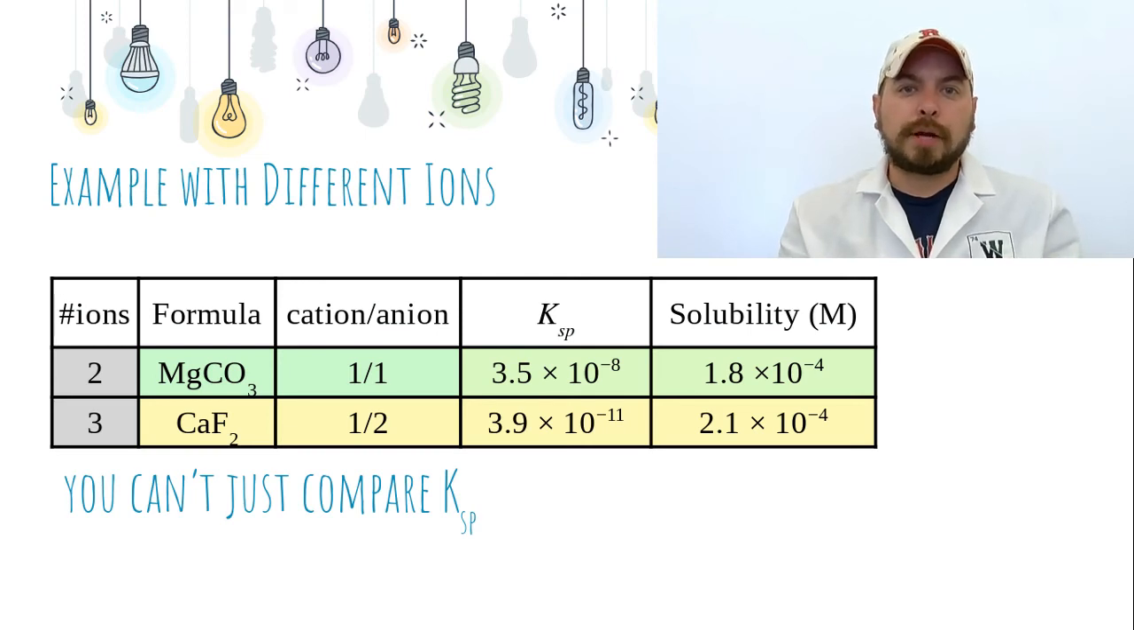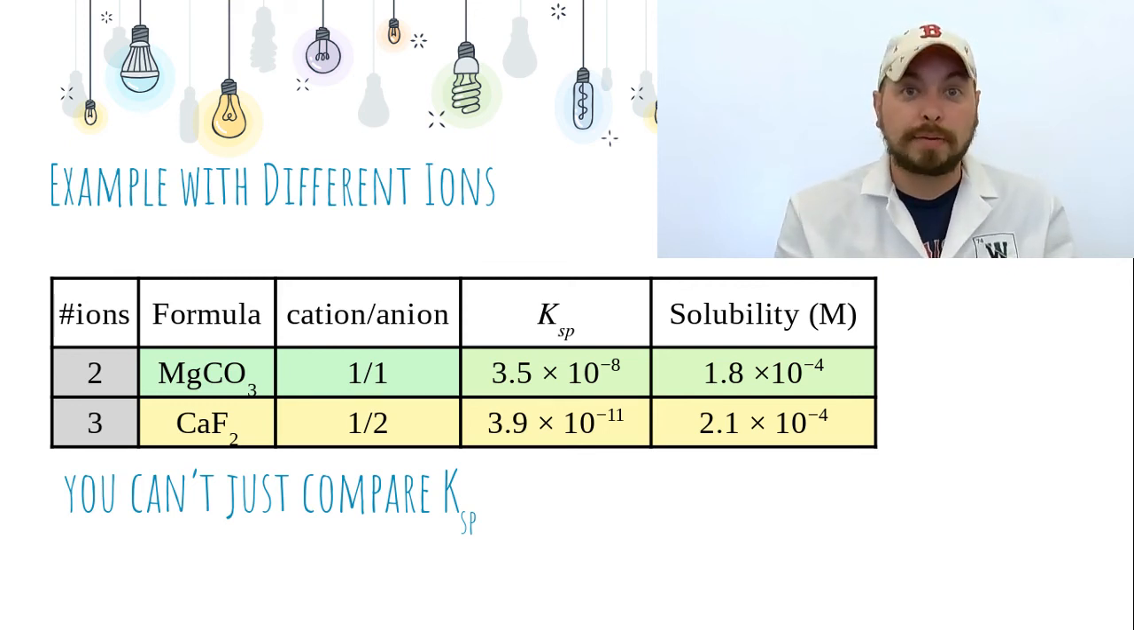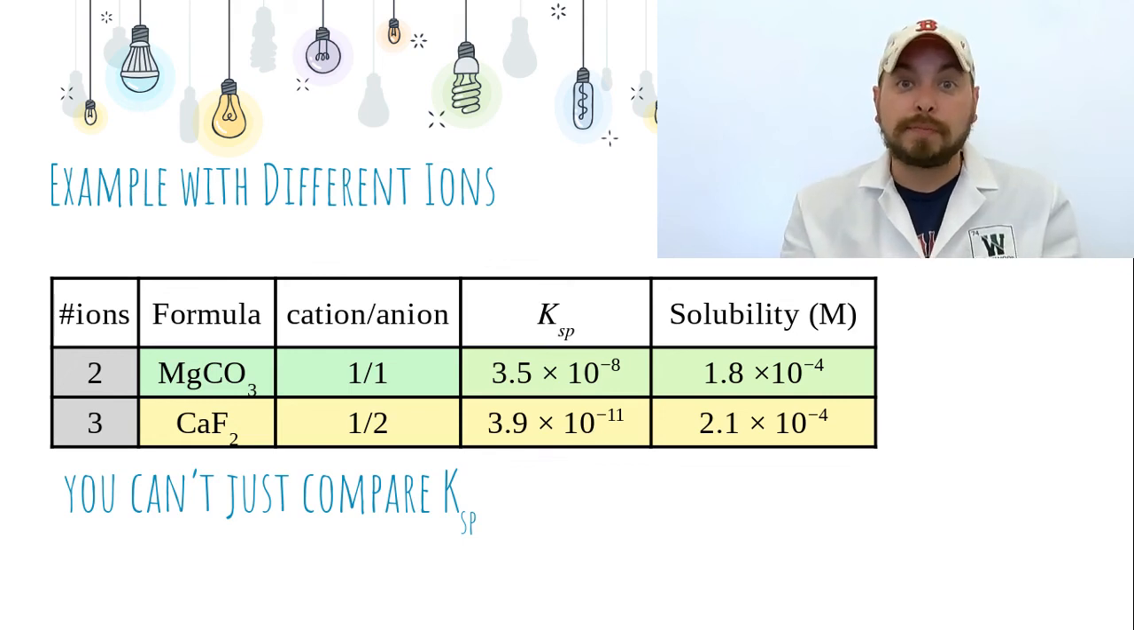Let's do a practice problem where we look at 2 compounds that have different numbers of ions. In this situation, we're going to compare magnesium carbonate, which has a Ksp of 3.5 times 10 to the negative 8th, and calcium fluoride, which has a Ksp of 3.9 times 10 to the negative 11th. Now, when we compare these two, we can't use their Ksp values because they have different numbers of ions. The magnesium carbonate has 2, 1 cation, 1 anion. Meanwhile, the calcium fluoride has 3, 1 cation and 2 anions, the 2 fluoride ions.